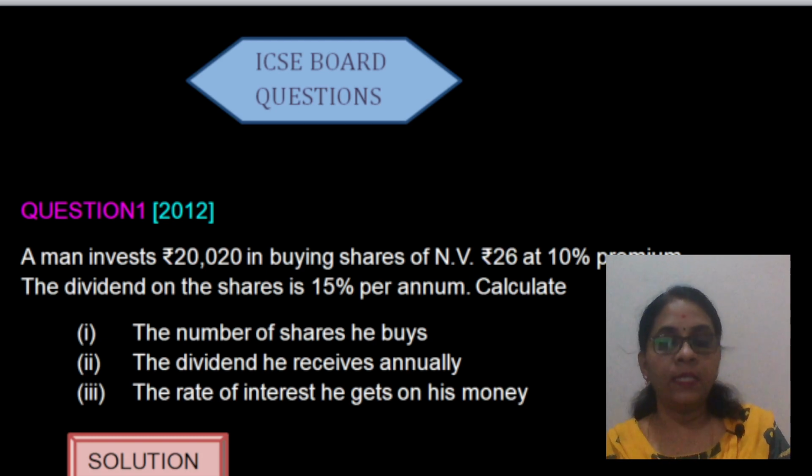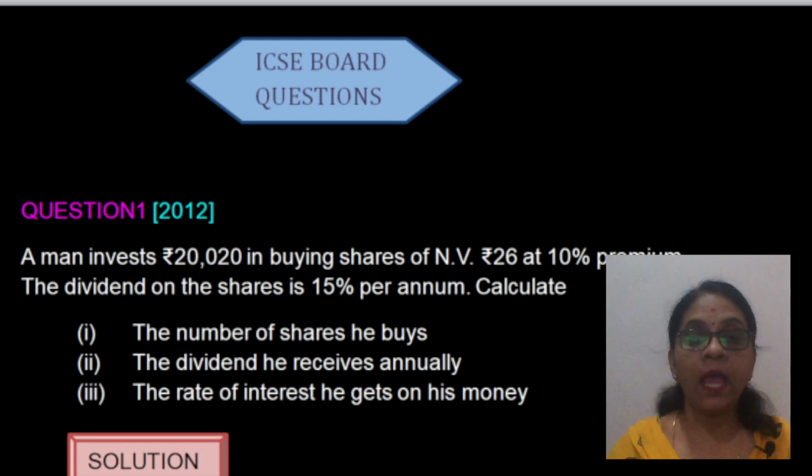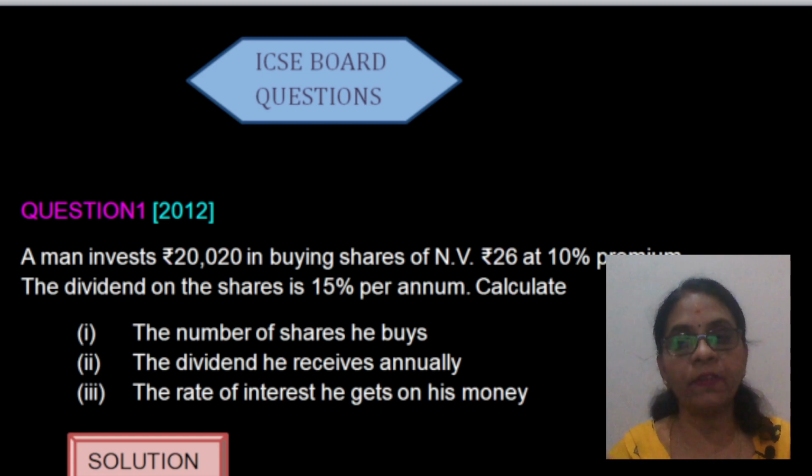Now this is a 2012 question. In this question it is given that a man invests rupees 20,020 in buying shares of nominal value 26 at 10% premium. The dividend on the shares is 15% per annum. Calculate the number of shares he buys, the dividend he receives and the rate of interest he gets on his money. So picking up the data is the key thing before you get solving any numerical or any problem.